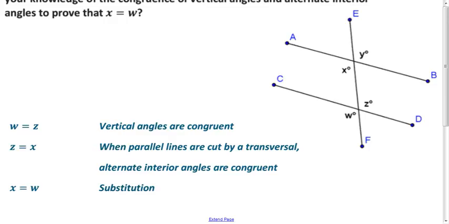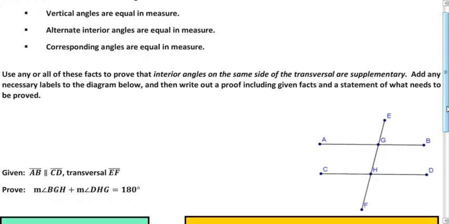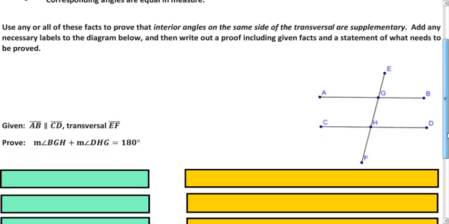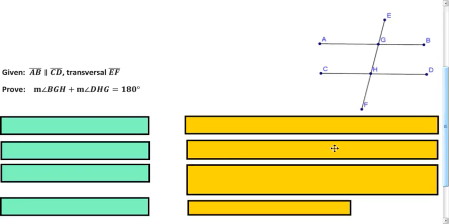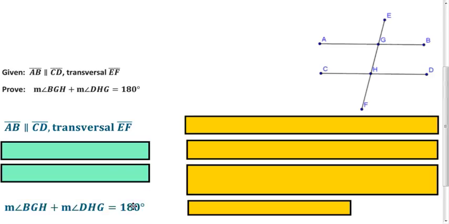Now we have that third tool that we can use, and we're going to use them to show that the same side interior angles are supplementary. Another tool they're giving us is that linear pairs are supplementary, so they add up to 180 degrees. In this case, they have a given statement, and that means it's something they're telling you is true in this particular problem. You usually start off your proof with what's given to you, and we know we want to end with what we want to prove.